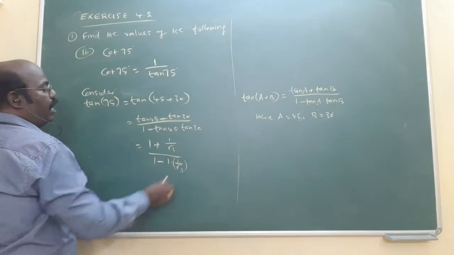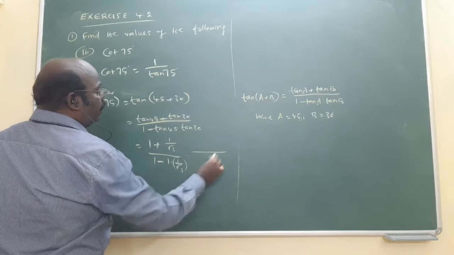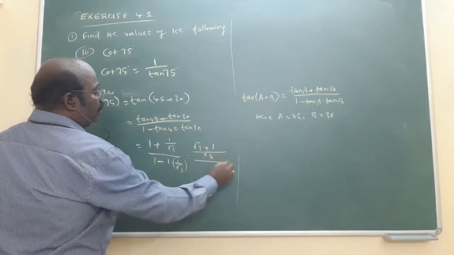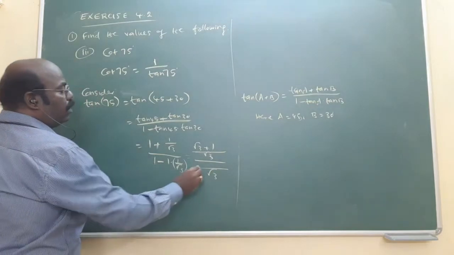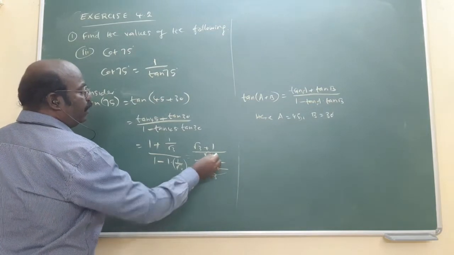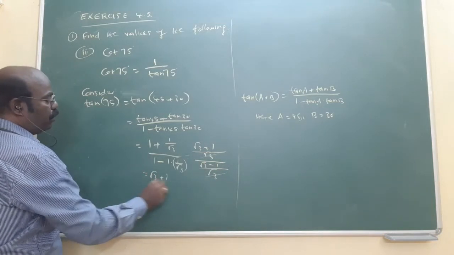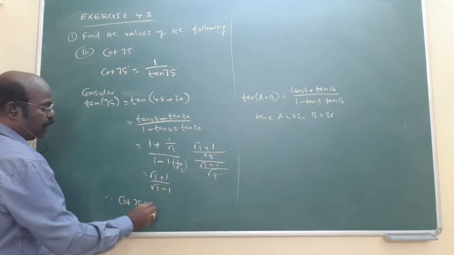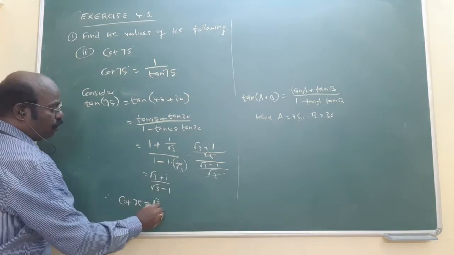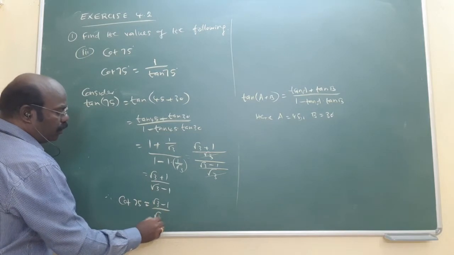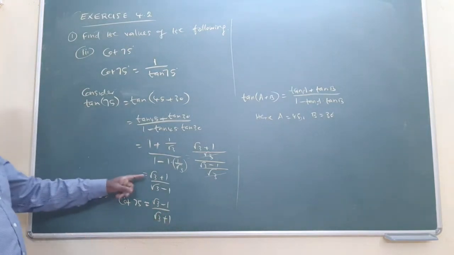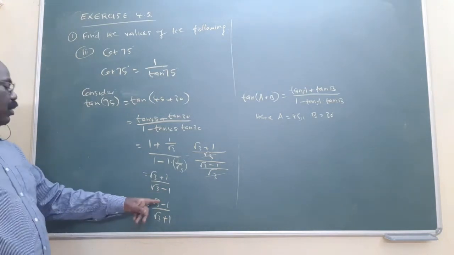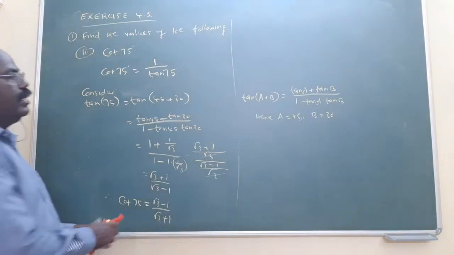Am I right? Now, in the numerator, what is the LCM? Root 3 is the LCM. Cross multiply: root 3 plus 1. In the denominator also, root 3 is the LCM. Cross multiply: root 3 minus 1. Cancel. Therefore, tan 75 is root 3 plus 1 by root 3 minus 1. But what is being asked? Cot 75. That means the reciprocal of this one. Root 3 minus 1 by root 3 plus 1 is the answer. Cot 75 means reciprocal: root 3 minus 1 by root 3 plus 1. This is the answer.